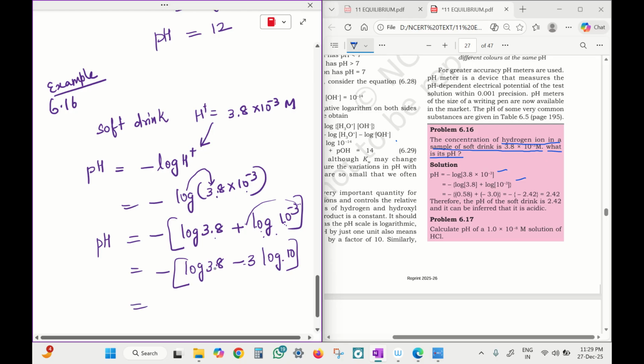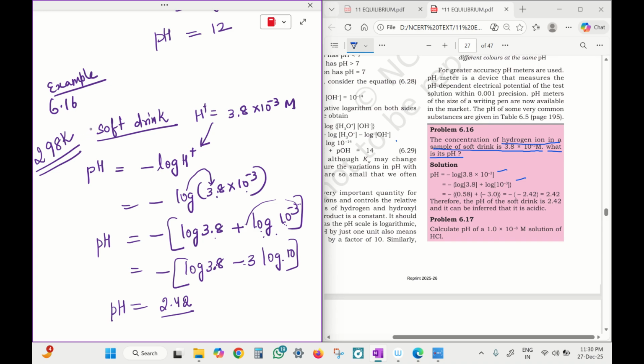When you solve for this, you would be provided with the log of 3.8 value, and you would be getting the answer as 2.42. So it tells you that the pH of this soft drink indicates that it is acidic. Now, most of the calculations are understood to be done at 298 Kelvin. Unless they mention a special temperature, you will consider that it is 298 Kelvin only.